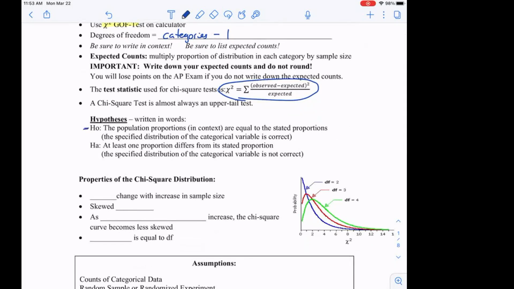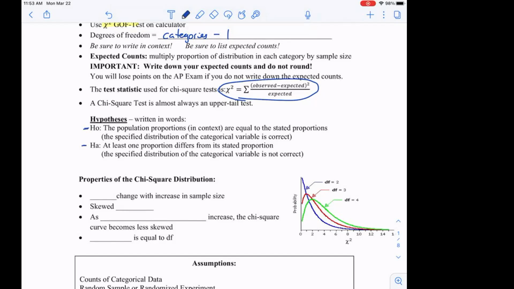Because it's a test, we're going to have a hypothesis. We have a null hypothesis and an alternate hypothesis. Our null hypothesis will be that the population proportions are going to be equal to the stated proportions. My alternate hypothesis says at least one proportion differs from the stated proportions. I don't like to go that way, so usually I say it matches or it doesn't match, it fits or it doesn't fit. But it's going to be your preference on how you go about doing that.